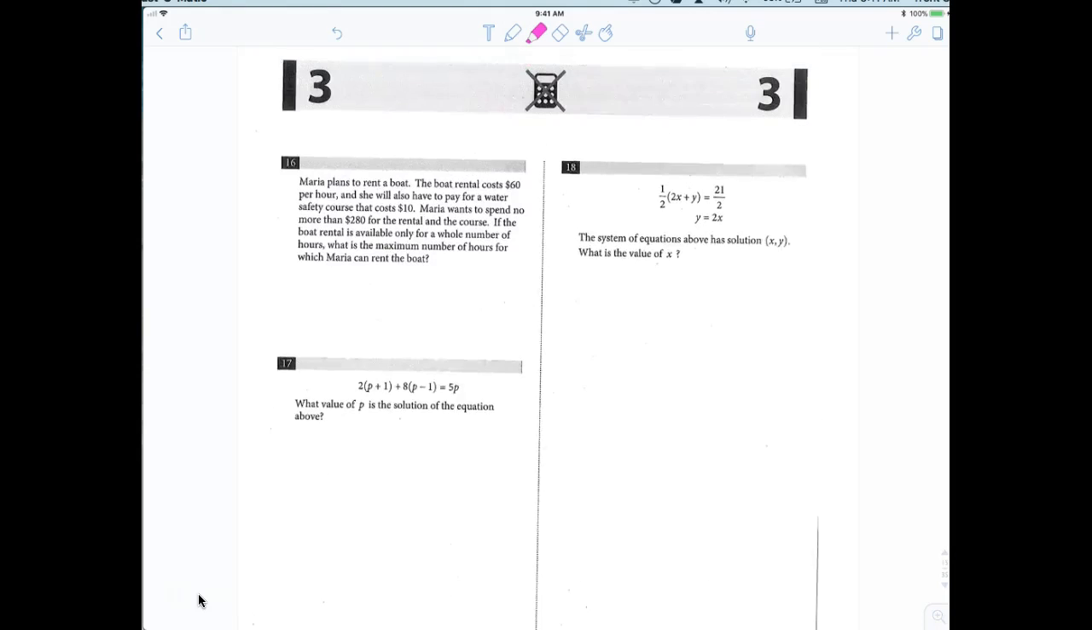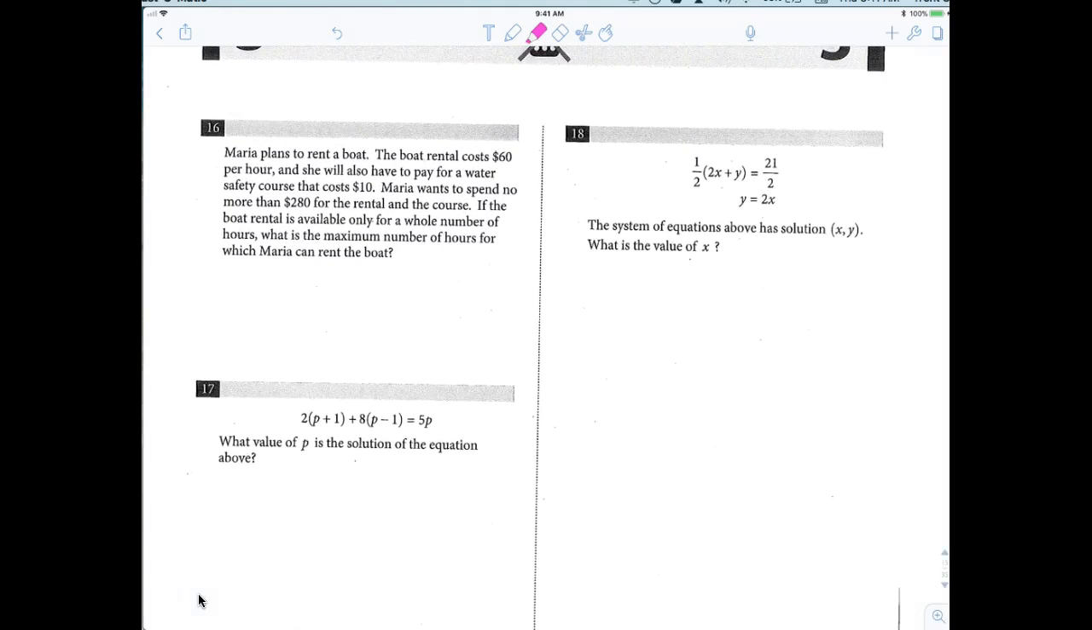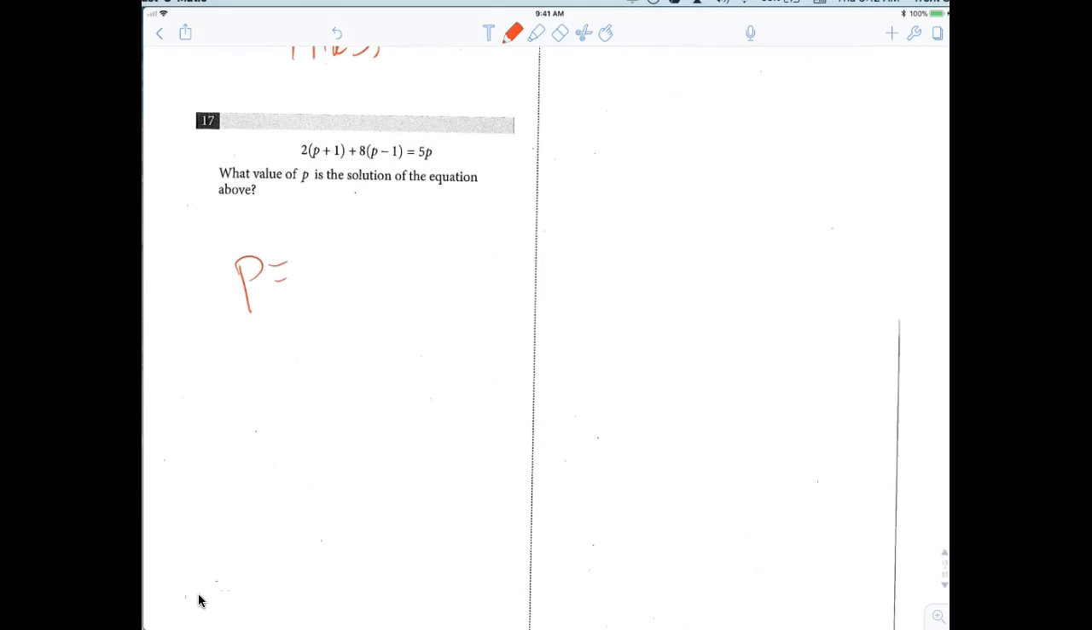Oh, hold on. First of all, 16. What was 16? 4 hours. That is correct. Does anybody have any questions with that being 4 hours? If you want me to go through the problem, I can. You got it? All right. Number 17, P is equal to 6/5. Yep. Anybody have any questions with that?